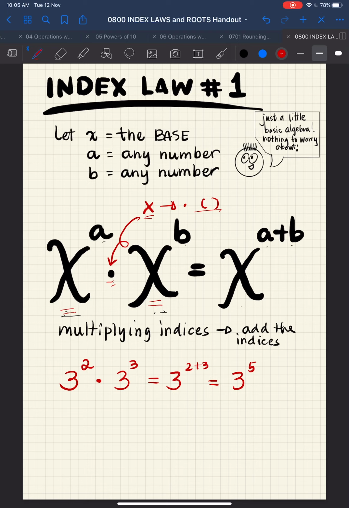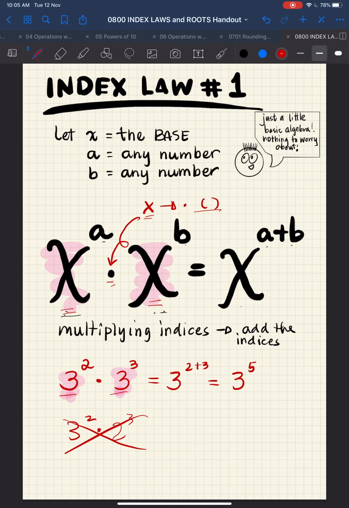Now take note. The bases need to be the same. You cannot use any index law if the bases are different. So take note, bases are the same. If you had 3 to the second power times 2 to the third power, you cannot use the index laws. Bases need to be the same.